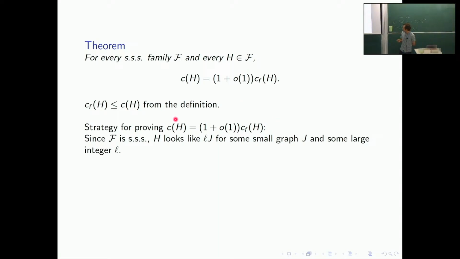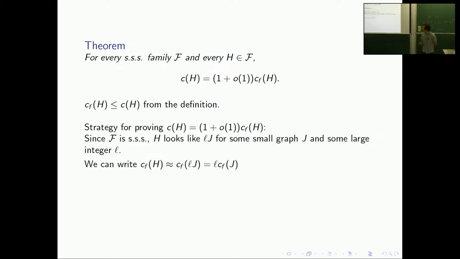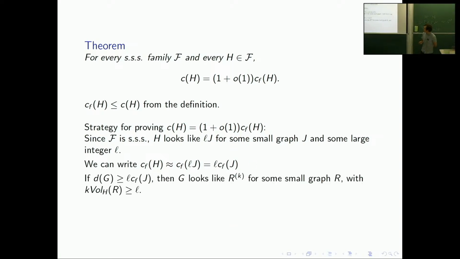So I'll explain later what exactly I mean by this. It's kind of a surprising result when you first see it, maybe. But in particular, it's a close enough approximation that the fractional extremal function for H will be approximately equal to the fractional extremal function of L copies of this small graph, which in turn is equal to L times the fractional extremal function of the small graph.